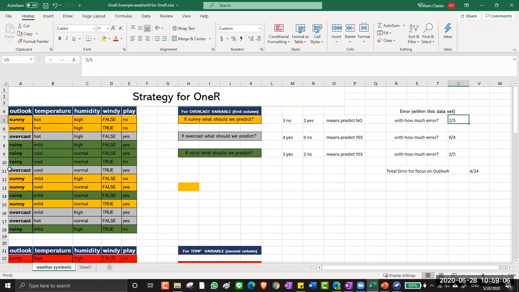Because we have to do it for all the different possible values of the outlook variable. So if it's overcast, what should we predict? That's the gray ones. So for overcast, we have yes, yes, yes, and yes. So obviously, what should we predict? There's 4 yeses and 0 nos. Obviously, we should predict yes. And then how much error is there? There's no error within this data set, right? Does everyone understand that?